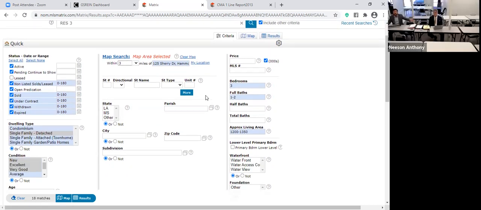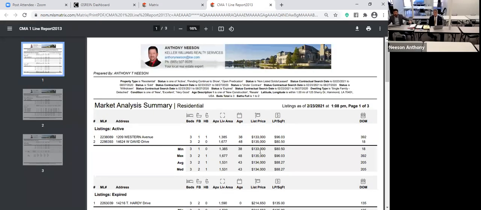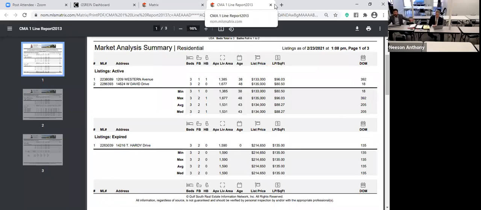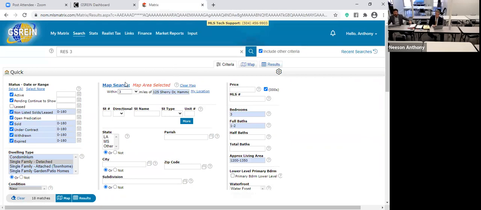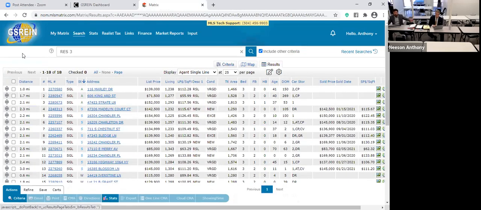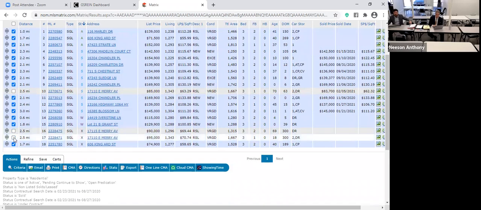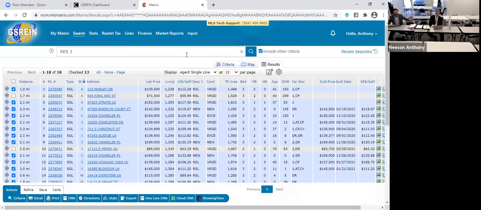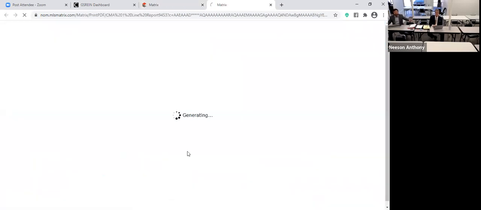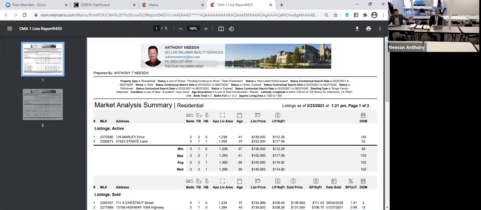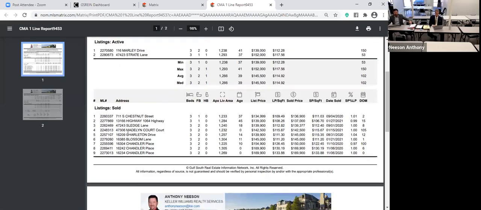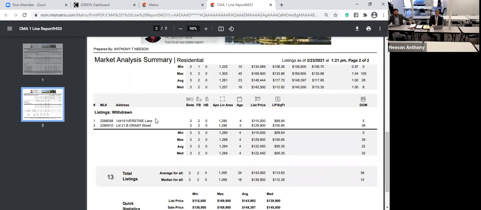Now, here's the next thing that I want to show you, right? So here's our CMA that we did. I changed our parameters, so I'm going to close that one. Again, for our purposes, I'm going to take a couple of these out because I just know without really doing anything that I'm going to take these out. All right. Without me looking any further, here's my new one-line CMA. Boom. I've got my actives again. I've got solds. I've got a withdrawn, right?